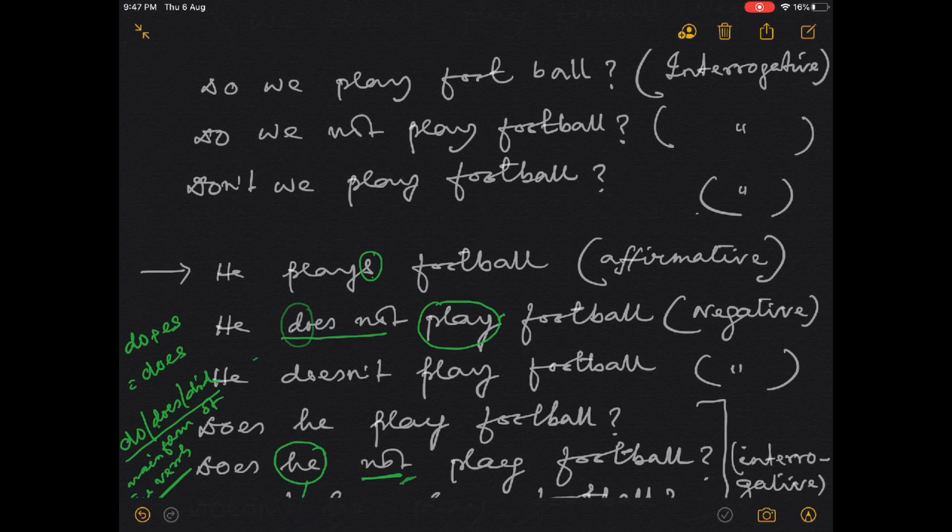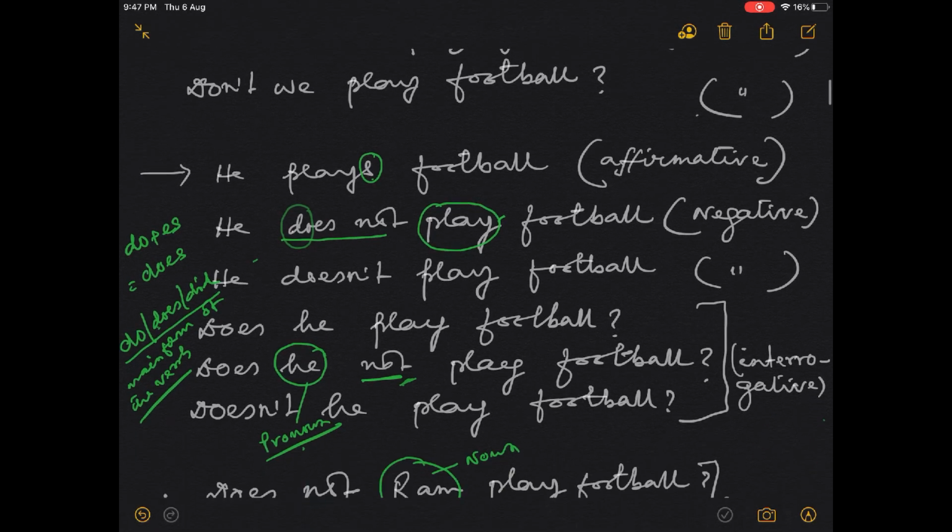When do, does or did is used in a sentence, the verb will always be in its basic form. The basic form of the verb will be used when do or does or did is used in a sentence. For this, he does not play, he doesn't play, does he play, does he not play.